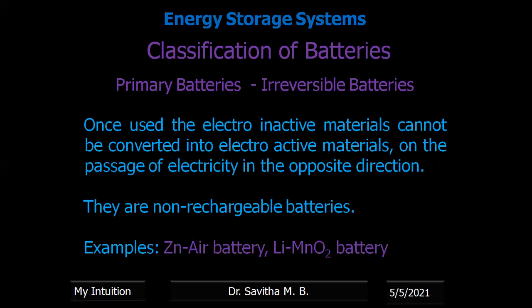Once used, the electroactive materials get converted into product, and this product cannot be restored back as electroactive materials. They cannot be recharged. For example, you have the zinc air battery, lithium manganese battery, or the Leclanche battery, which is what you use in torch batteries, what we call the dry cell. These are all batteries which cannot be recharged. Those are primary batteries.